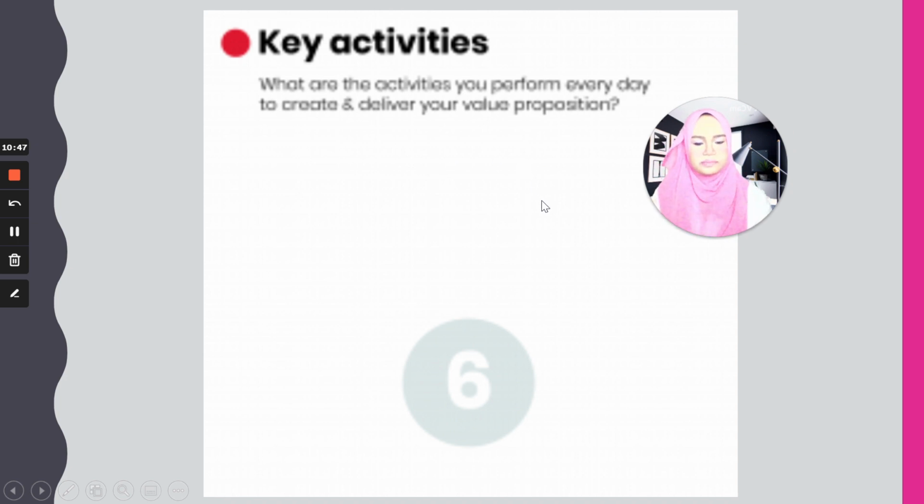Okay, number 6, the key activities. Here this is very simple, basically telling what you do. What are the activities you perform every day to create and deliver the value proposition? If you're opening up a bakery, your key activities will be baking and also selling the bakery products. If you open up a gymnasium, for example, what will be the key activities? Let's say you have certain classes, or certain activities that you do with your gym members, group workout, group training, and so on. So you mention what the key activities are that are involved when you operate the business.